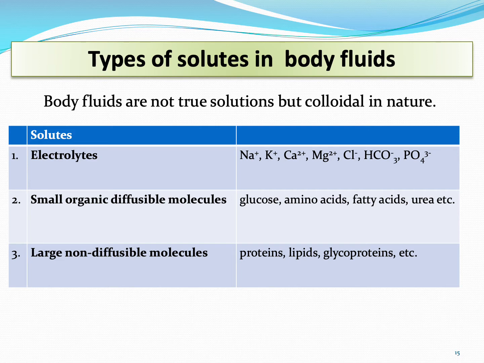The solutes present in the body fluids are of three types. Number one, electrolytes, which are sodium, potassium, calcium, magnesium, chloride, bicarbonate, and phosphate. These are the major ones. Next, there are small organic diffusible molecules such as glucose, amino acids, fatty acids, urea, etc. And number three, there are large non-diffusible molecules such as proteins, lipids, glycoproteins, etc.